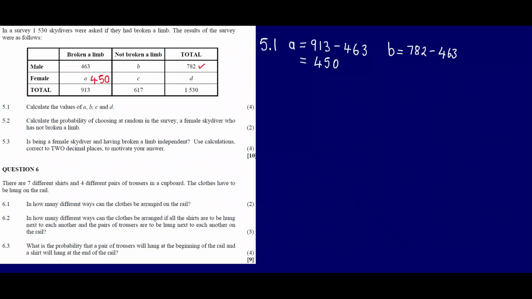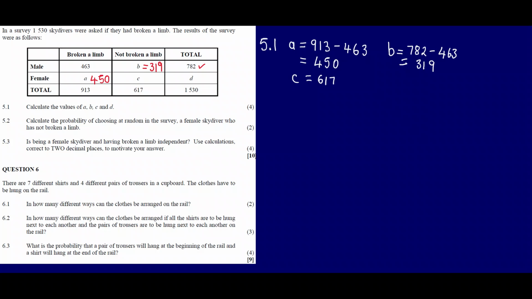It's not as difficult. We're just going to do some necessary subtractions here to work this out, and the value for that is going to be 319. So let's quickly write the B value, 319. Now we can work out the value of C, because we have the ones that have not broken a limb. We have the males, but we do not know the females. We can still work that out from the total.